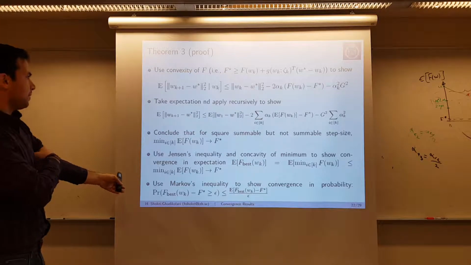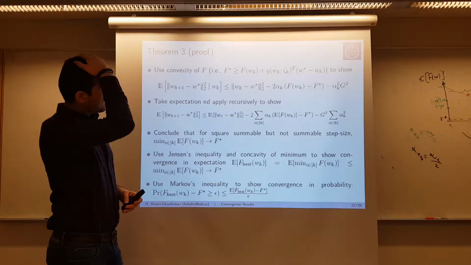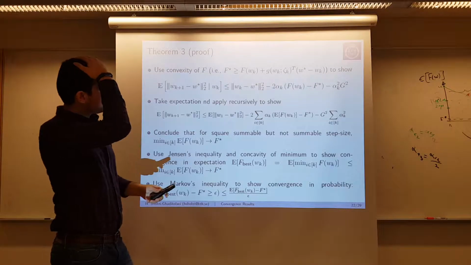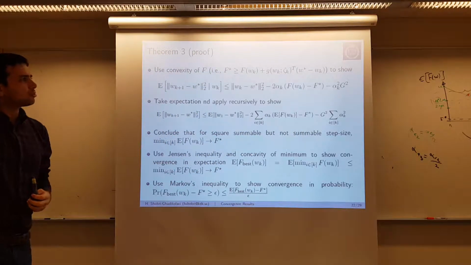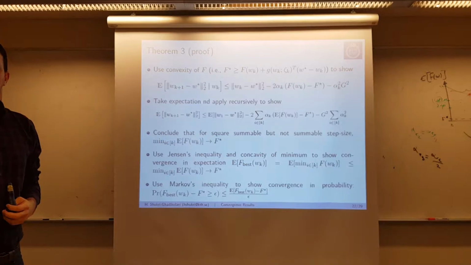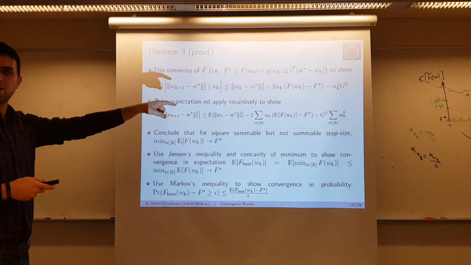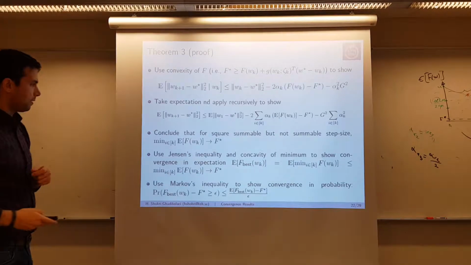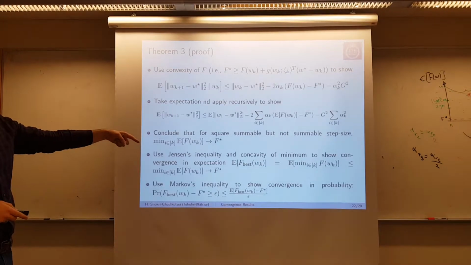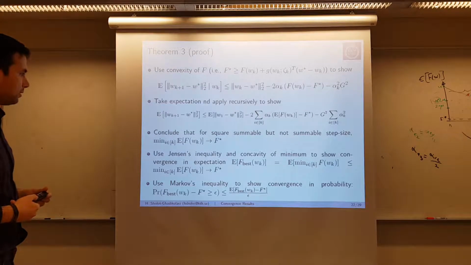Some error. I'm not sure, I should double check, but I guess that this should be plus. I guess it should be plus G2, and then again here should be plus as well. But this is the main step of the proof that you should have.